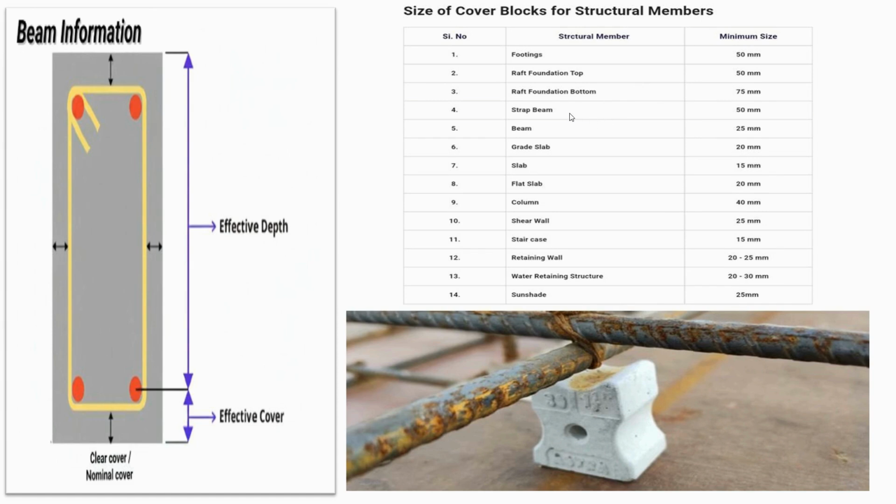A strap beam is also known as a cantilever beam. So the minimum clear cover for a strap beam is 50 millimeters. For beams, the minimum is 25 millimeters. For a grade slab, this is a slab that is directly casted on the ground. It distributes the load directly to the ground.